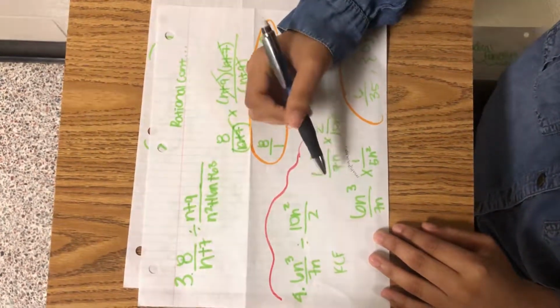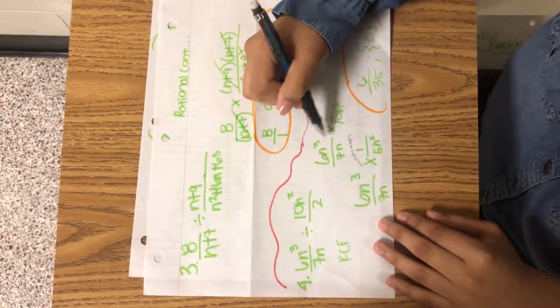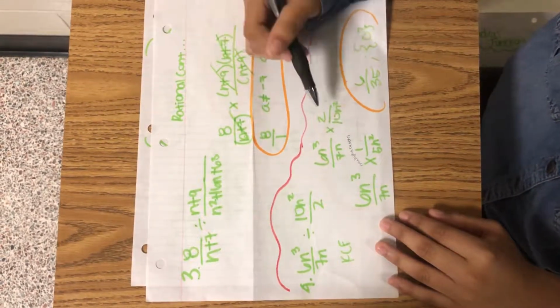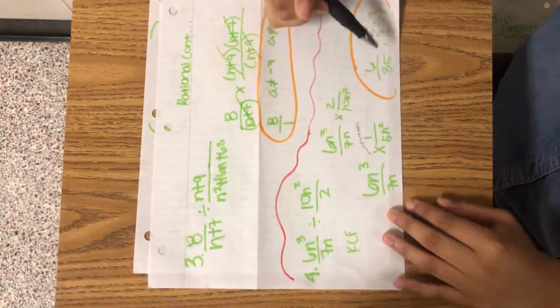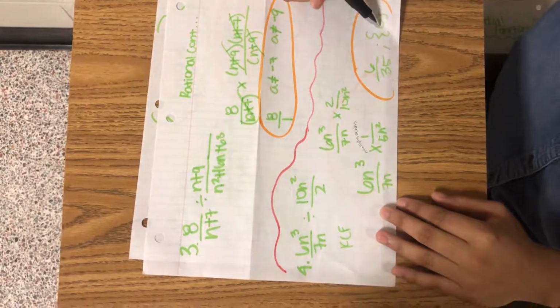For problem number 4, it's 6n cubed over 7n divided by 10n squared over 2. And you'd have to keep, change, and flip. You'd keep this the same, change the sign to multiplication, and then flip this. And then in the end, you'd have to multiply across, and you'd get 6 over 35, and leave you with a 0.